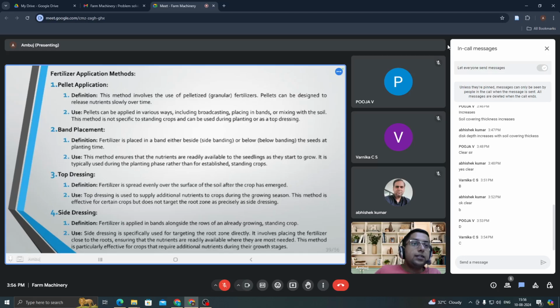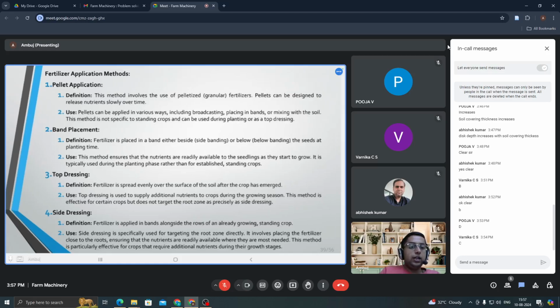As the name suggests, similar direction you can understand. Whenever you get time during your field visit, just try to visualize these particular methods also: how our field workers or the farmers are applying fertilizer in the crops. If you will see them, then you will have a better idea. Clear?